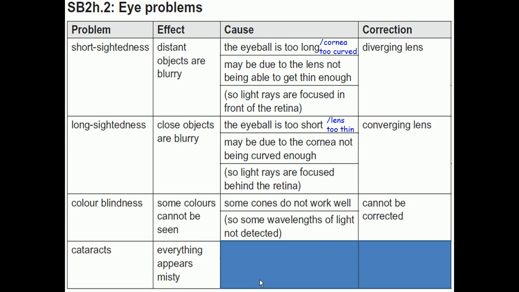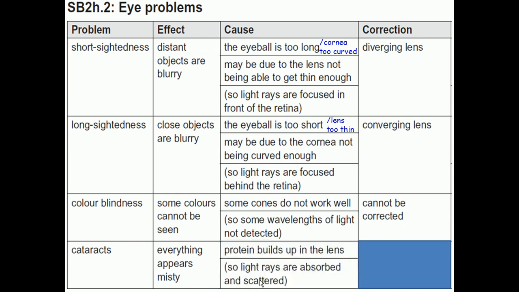And then cataracts is when you've got a cloudy lens, so things appear misty or cloudy. It's because of the buildup of proteins in the lens, so it scatters the light rays. And you can replace the lens with a plastic one. So cataracts can be corrected by replacing the lens in the eye with one that is plastic.